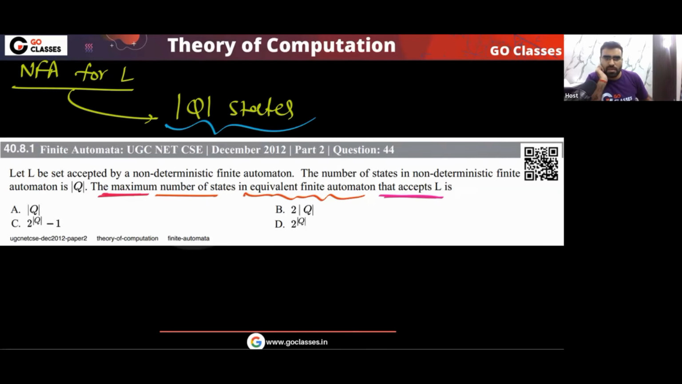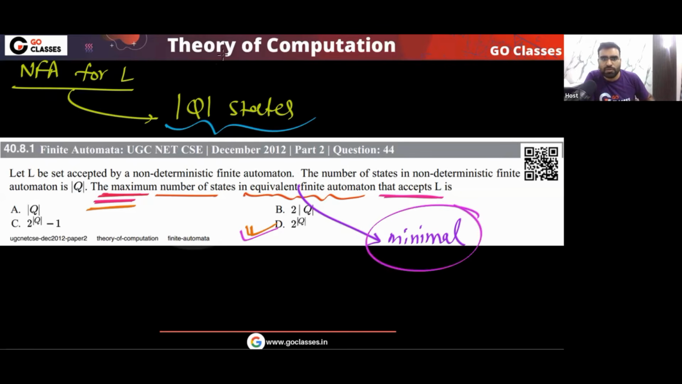Then tell me, is this question talking about minimal DFA? The maximum number of states in the equivalent minimal DFA. If the question is talking about minimal, then the answer is very easy. Let's assume the question is asking for the equivalent minimal DFA, then the maximum number will be option D. Yes or no? Agree? If the question is asking minimal, then the answer will be option D.